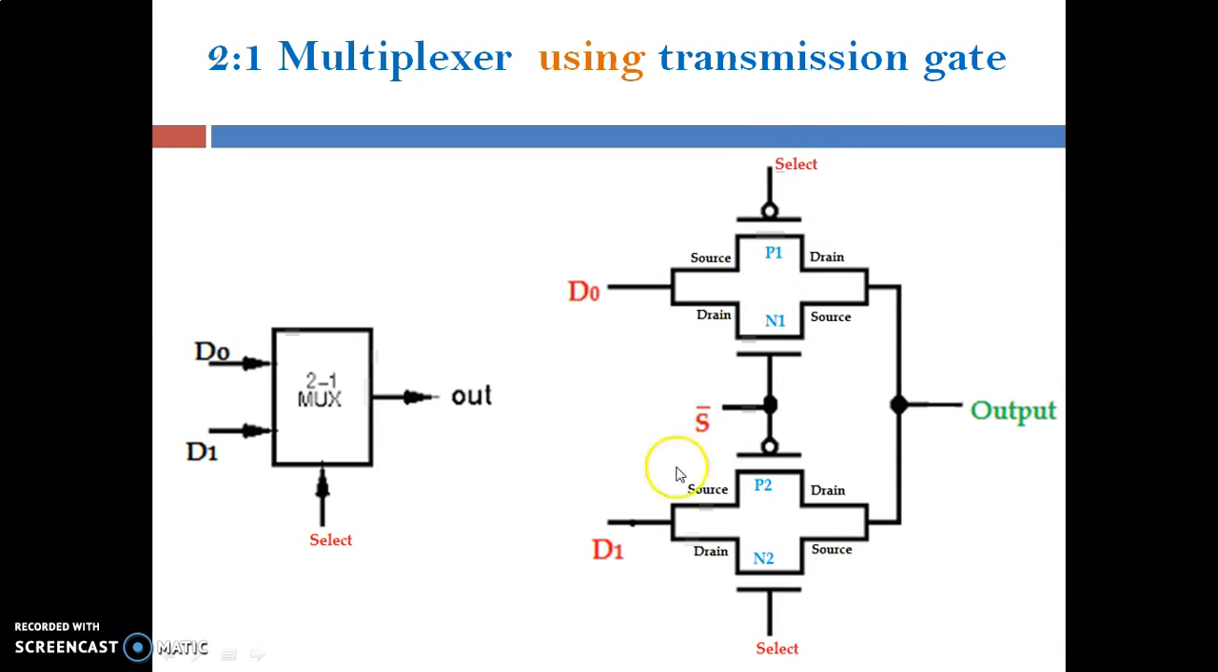The transistor is used as a switch between the load connection and the driving circuitry. See, the gates of these complementary pairs are provided with inputs: N1 and P2 are provided with S bar, while P1 and N2 are provided with the select line input S.